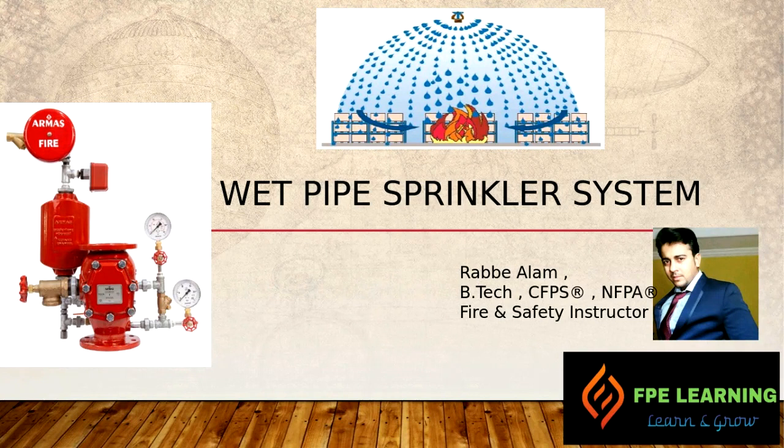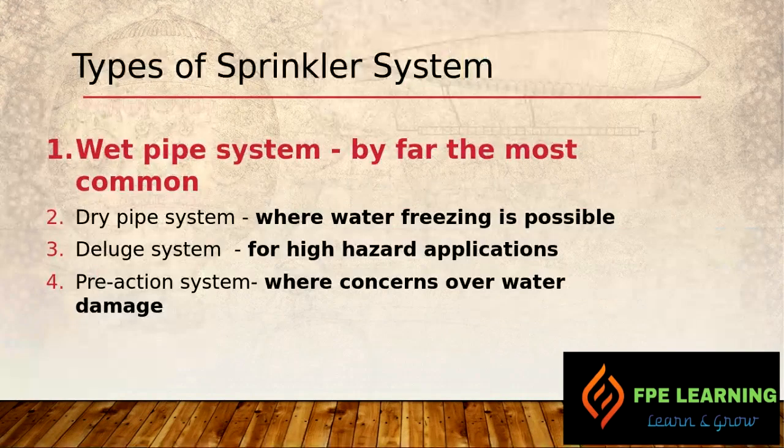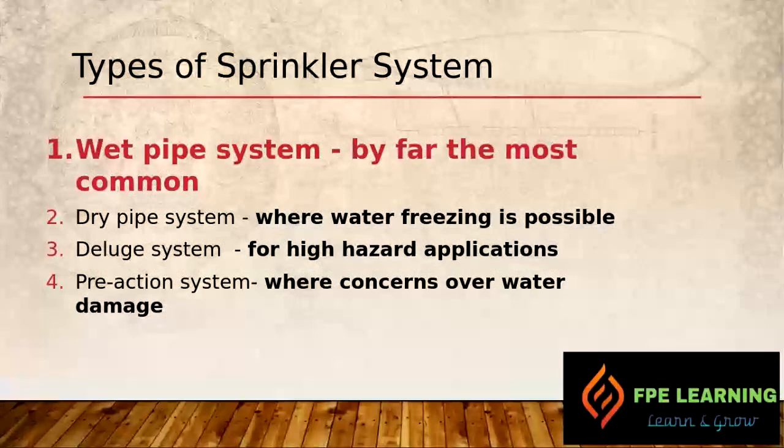I'm going to talk about wet pipe sprinkler systems. There are 4 types of sprinkler system as per NFPA 13, which are wet pipe system, dry pipe system, deluge, and pre-action system. Right. So the most common is the wet pipe system.